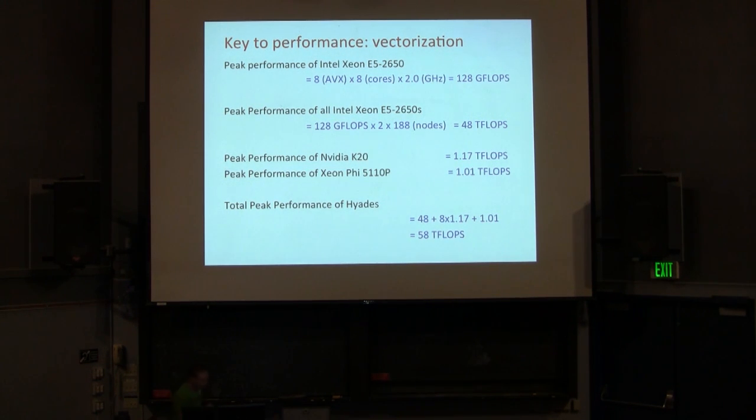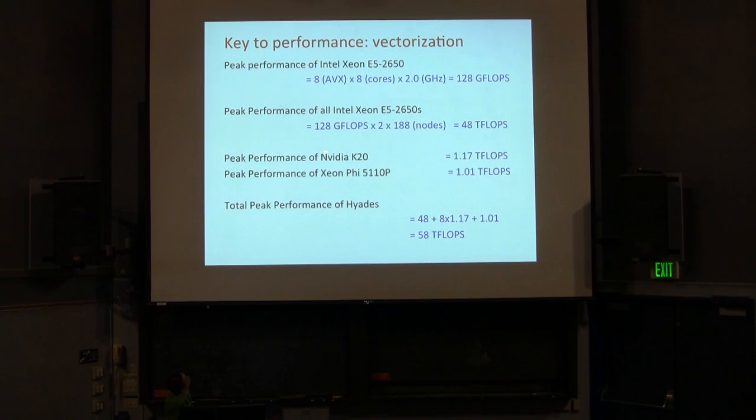So here we can do a quick exercise to calculate the theoretical peak performance of our cluster. The peak performance of the Intel Xeon, which is used in our compute nodes, is 128 gigaflops. So all the Xeons together will give us a peak performance of about 48 teraflops. If you don't use any acceleration at all, that's the maximum you will get.